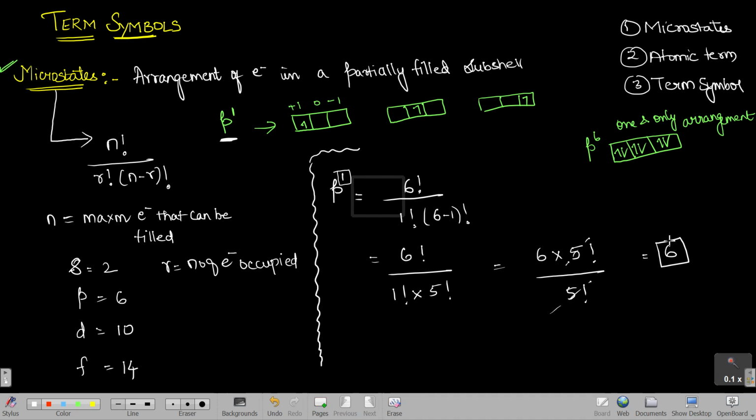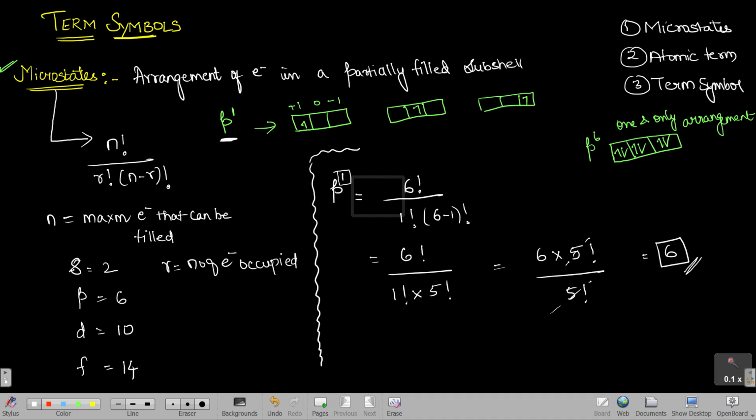So there are actually 6 possible ways of arranging this P1. As I told you, I have given only one possibility, so there can be other possibilities also. So totally there are 6 possibilities. I have given you all 3 spin up. Now the next possibility would be all 3 spin down, or 1 spin up, 1 spin down, like that.